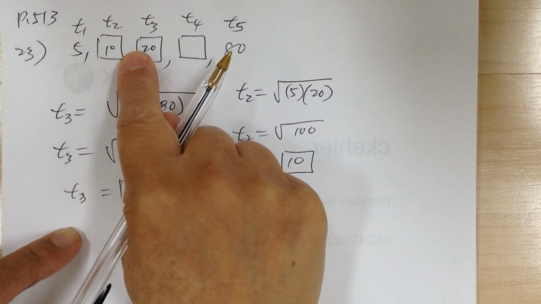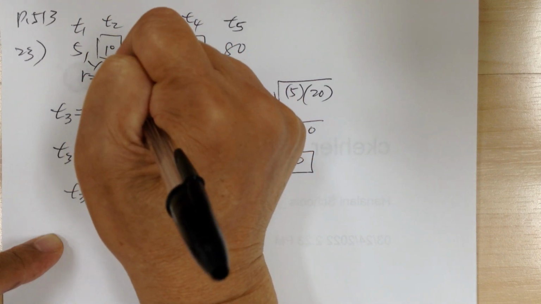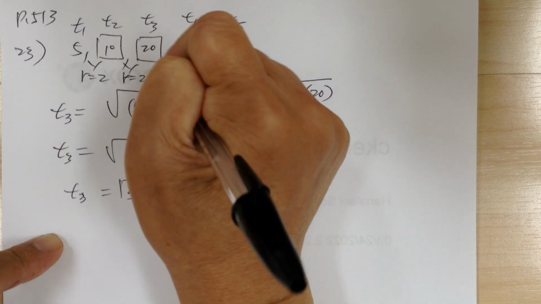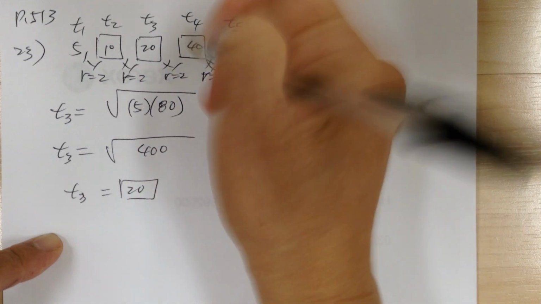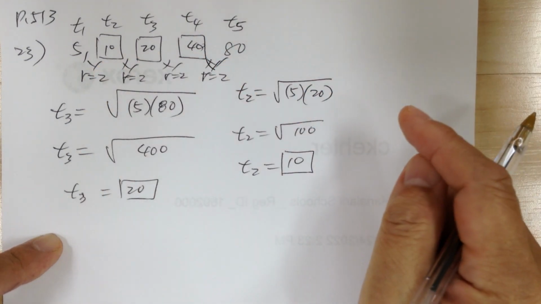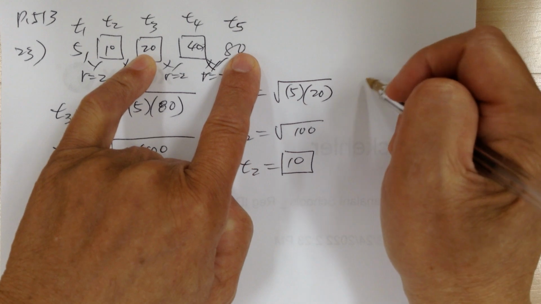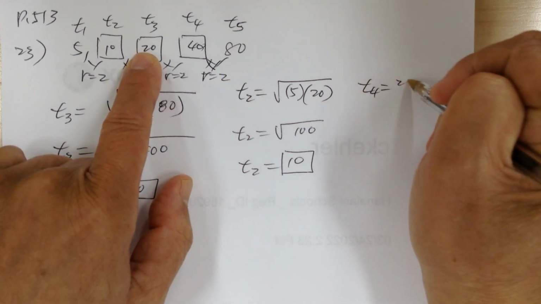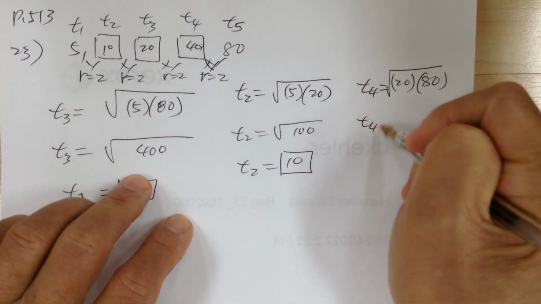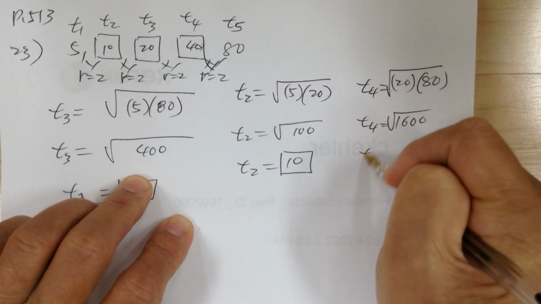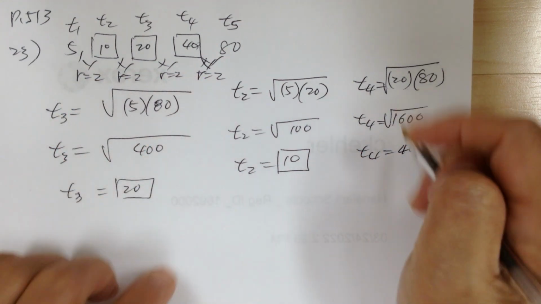By the time you get over here, you can see that r equals 2, so you multiply by 2, and this would be 40. And you can check. So your missing numbers are 10, 20, 40. Now, if the numbers are not as simple, you can always use this: T4 equals the square root of 20 times 80, which is the square root of 1600, so T4 equals 40. Either way works, but it's faster if you get your r.